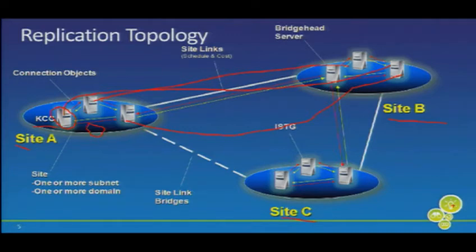So this is about the sites, and here we have a site link. We have created a site link from site A to site B. Based on the site link, we create a connection object from site A to site B. Site link creation is a manual process. I create a site link, and then based on that, the ISTG elects one as a bridgehead server. From this bridgehead server to that bridgehead server, again the KCC creates a connection object.